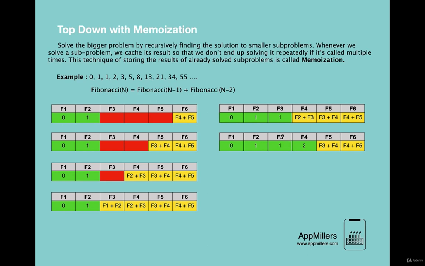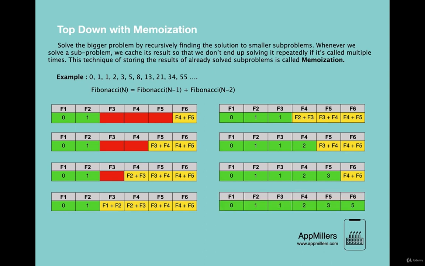So based on this formula, we are just taking the values from here, Fibonacci 3 and Fibonacci 4, and calculating Fibonacci 5. And similarly, we are doing the same steps for Fibonacci 6. We are not calculating Fibonacci 4 and 5. We are just taking the values that we saved over here.